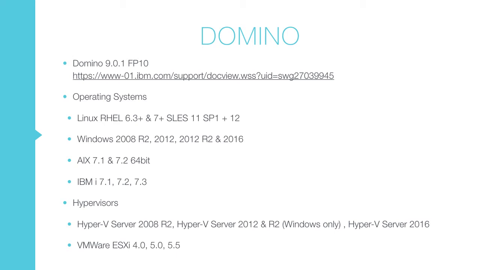AIX 7.1 and 7.2, 64-bit, and IBM i 7.1, 7.2, and 7.3. Also, Domino supports installation on hypervisors. A much larger list is on the system requirements page, along with some notes about specific architecture. But Hyper-V 2008 R2, Hyper-V 2012 and 2012 R2 on Windows, and Hyper-V 2016. And on VMware, ESXi 4, 5, and 5.5.